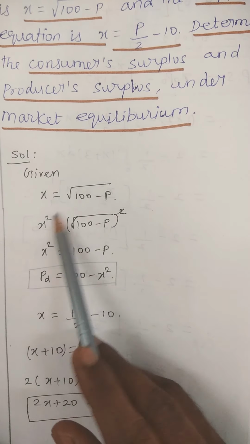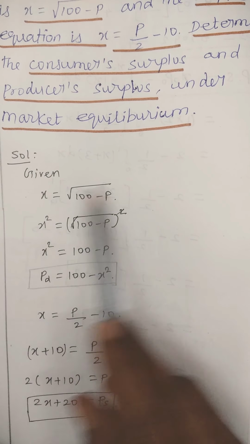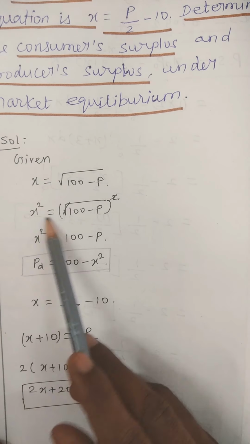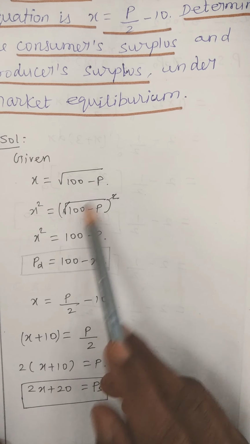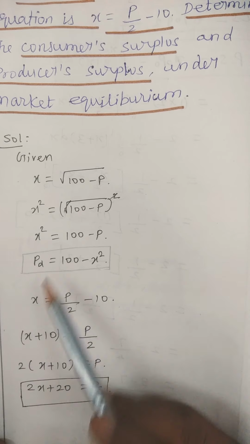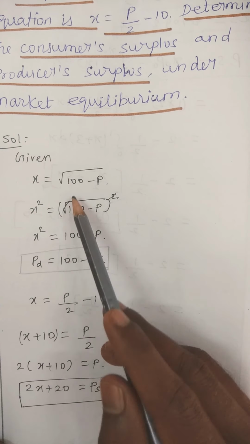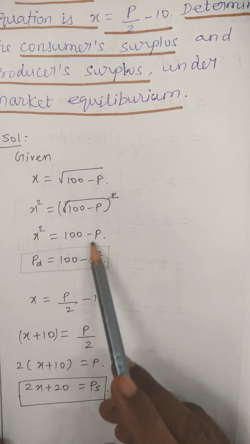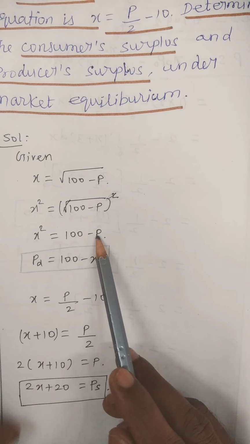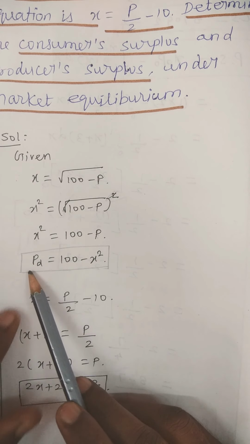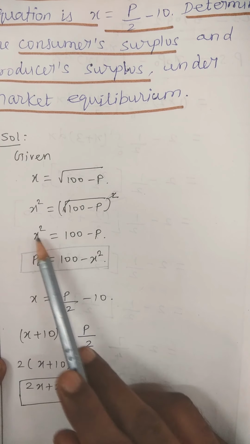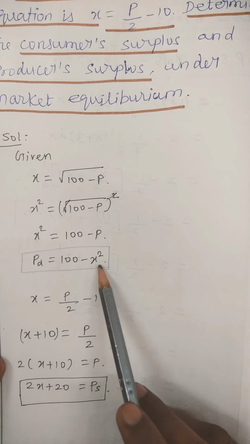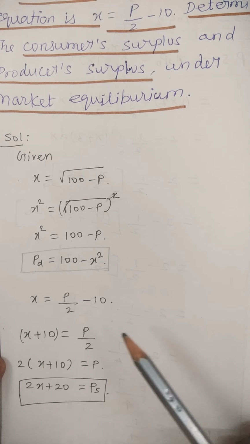The solution: given x equal to root of 100 minus p, this is the demand equation. Now I am taking the square on both sides: x square equal to the bracket of root of 100 minus p, whole square. So square and root both cancel, remaining x square equal to 100 minus p. Now p is here, so minus p will transpose to the right hand side, so p equal to 100, plus x square transposed becomes minus x square. So PD equal to 100 minus x square. This is the demand function.